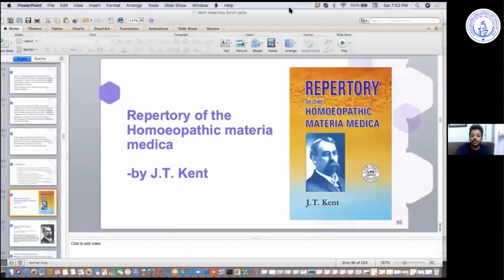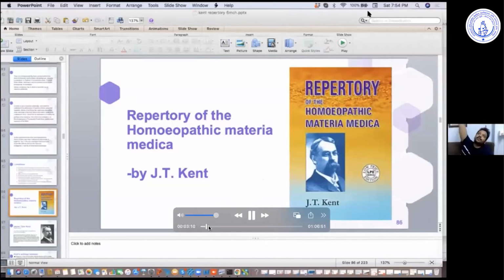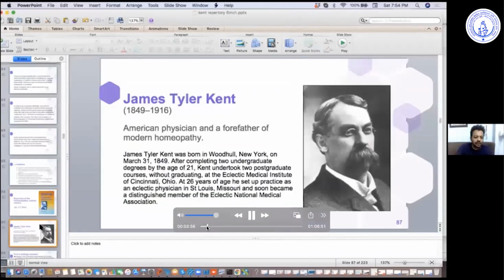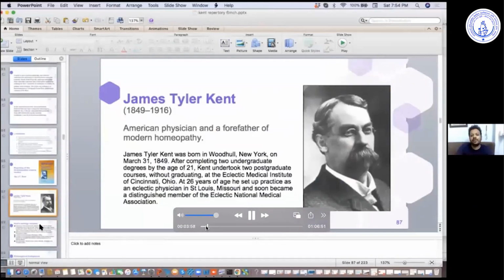How many copies of Kent repertory did you have? At one point, I had about 4 or 5 Kent repertories. But I started from Boger synoptically, then Kent and then Boenninghausen. Importance is given to mind symptoms. Let me tell you this about Kent. Can you hear me now?